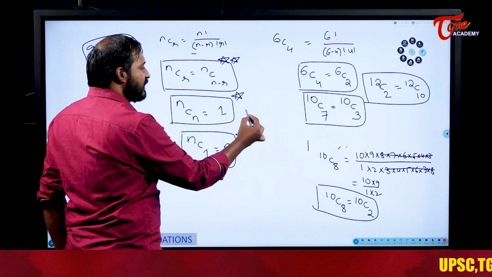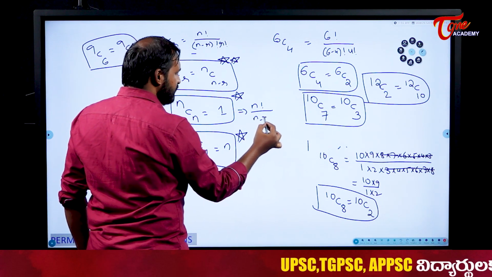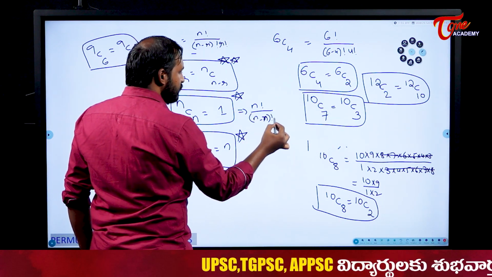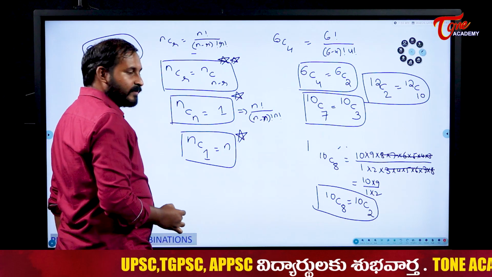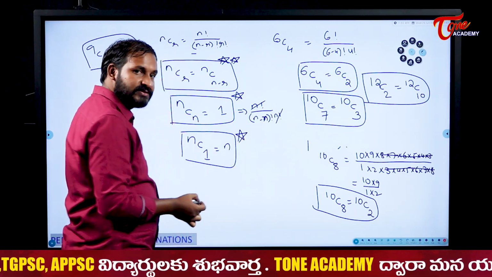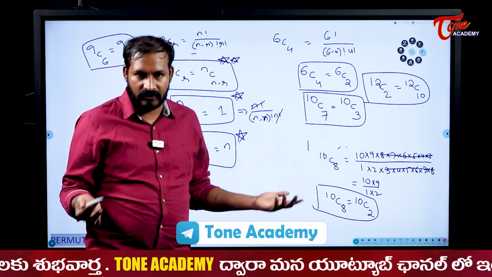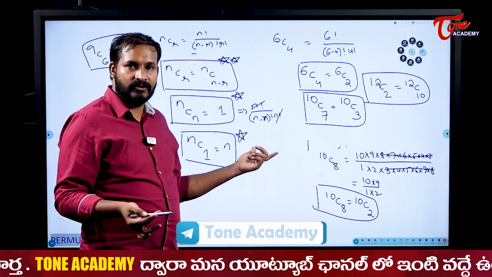For example, nCn means what it becomes? n factorial by n minus n factorial into n factorial, right? So, this n factorial will get cancelled. n minus n factorial is what? 0 factorial. 0 factorial is 1. So, 1 by 1 it becomes what? 1 only finally. So, no need to worry too much about this one.